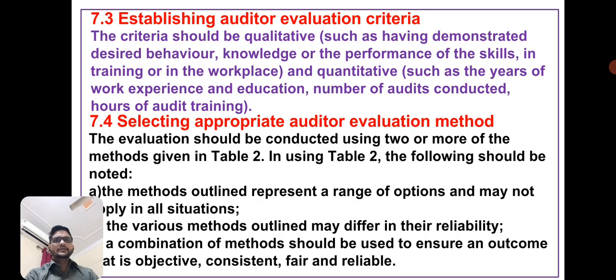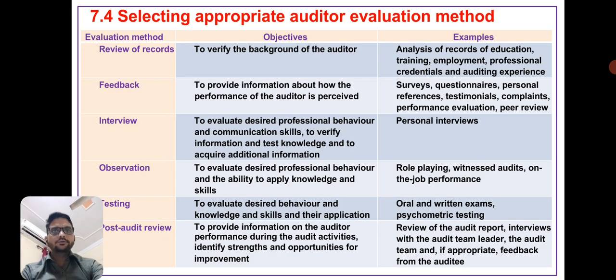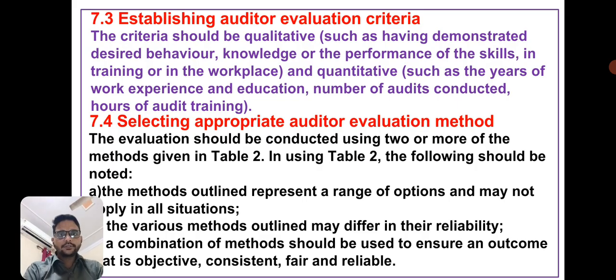And next is establishing auditor evaluation criteria. How to establish the auditor evaluation criteria? The evaluation criteria can be qualitative, that is desired behavior, knowledge, and performance of skills in training and at the workplace. And second is quantitative, that is number of years of experience, education, number of audits conducted and hours of audit training.